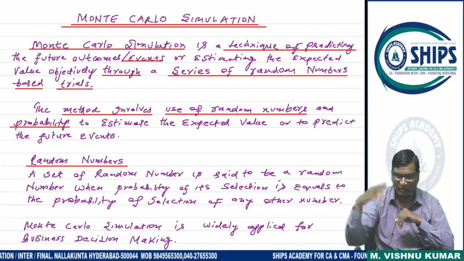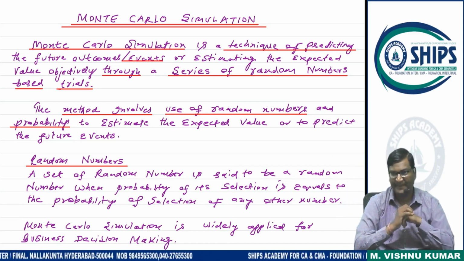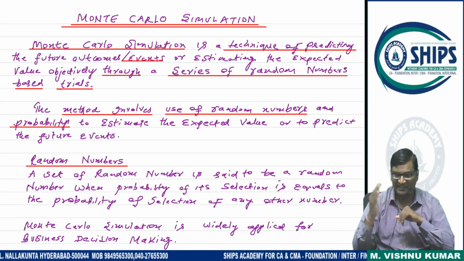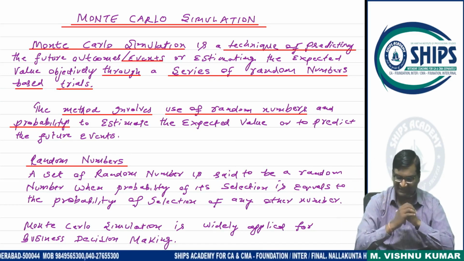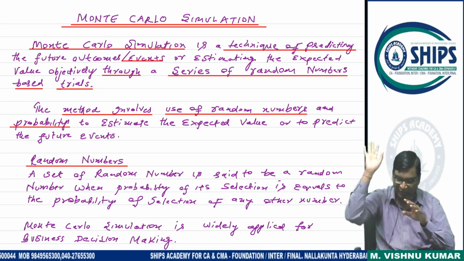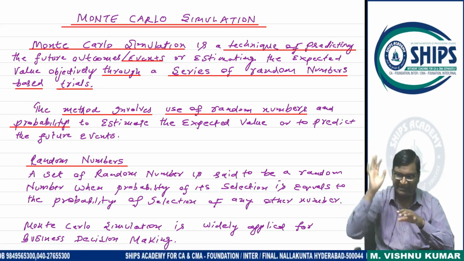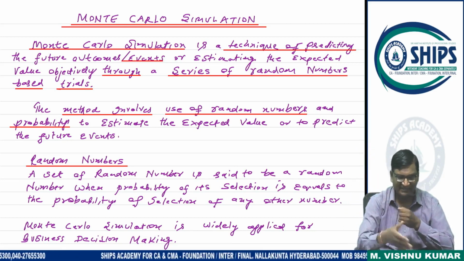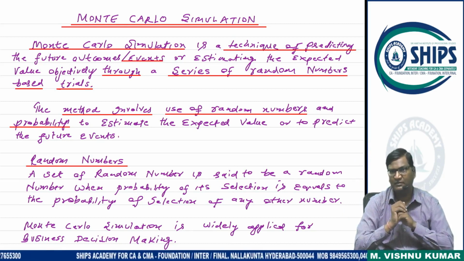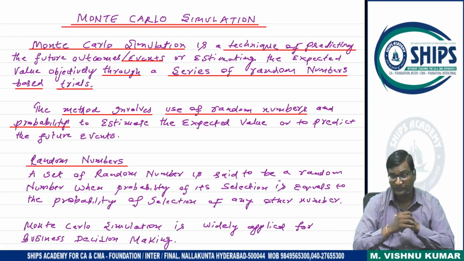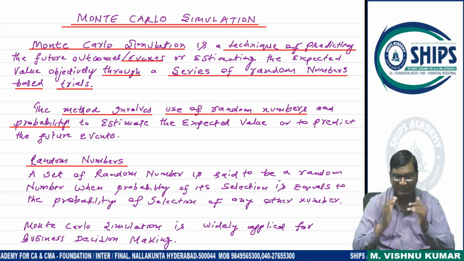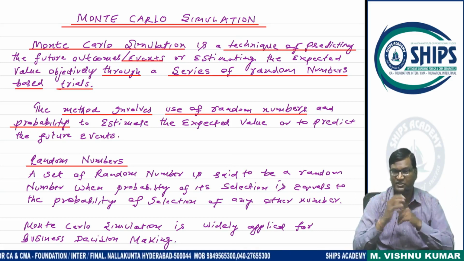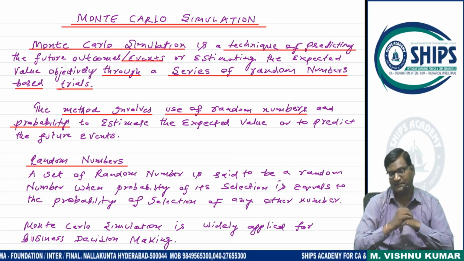This is not useful for long-term data. Short data: 10 days, 5 days, 6 days, 10 trials, 5 trials, 20 trials like this. It is not used for 1 year, 2 year, or 5 years of data. In that case, this is not used. Clear? So Monte Carlo simulation is specifically used for short durations, short-term decision making.